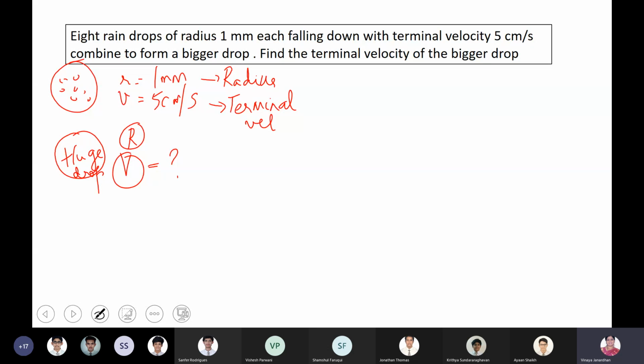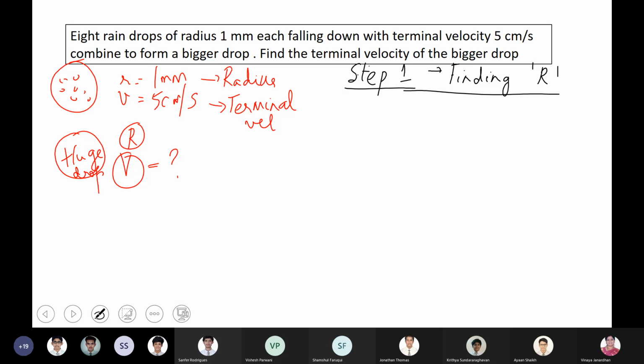Now, the first step is to find what R is. Is that clear, boys? So step one is finding the radius of the huge drop, finding capital R.